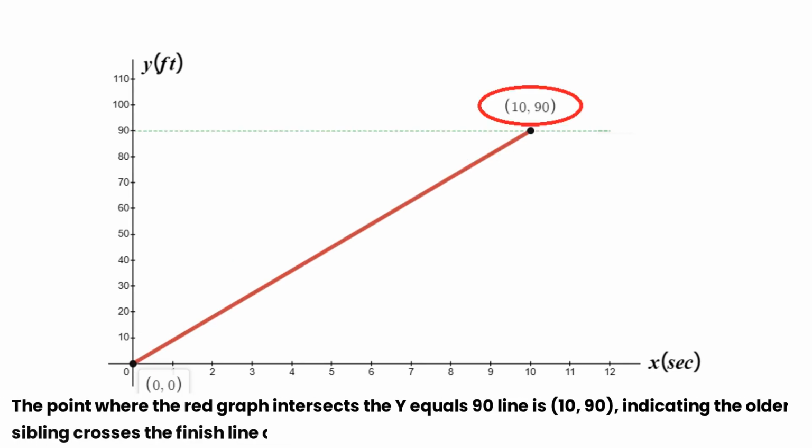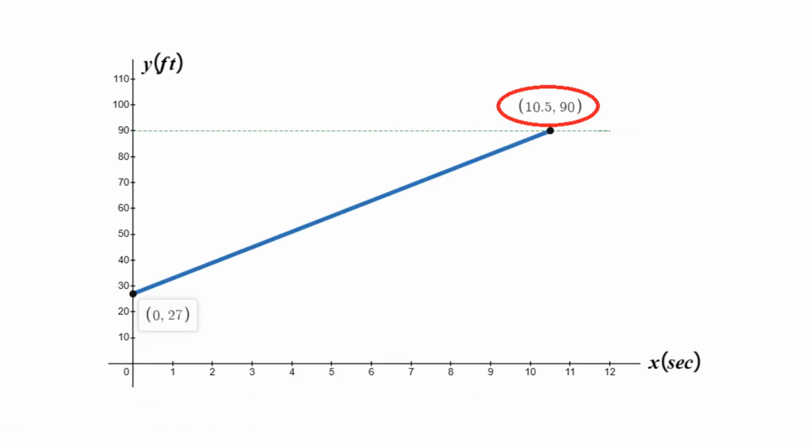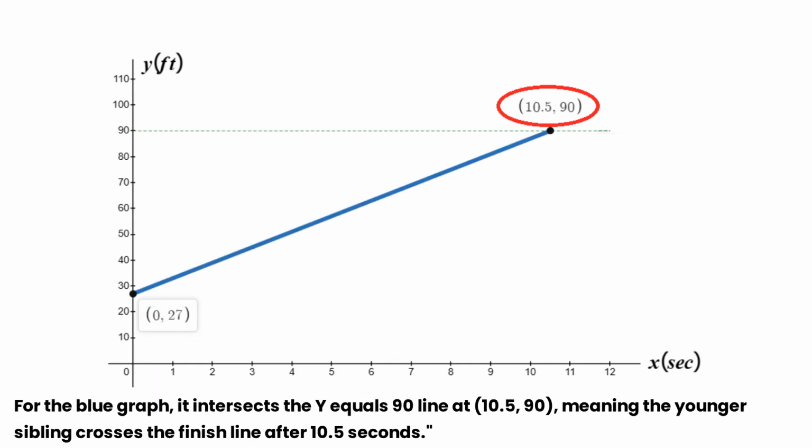The point where the red graph intersects the y equals 90 line is (10, 90), indicating the older sibling crosses the finish line after 10 seconds. For the blue graph, it intersects the y equals 90 line at (10.5, 90), meaning the younger sibling crosses the finish line after 10.5 seconds.